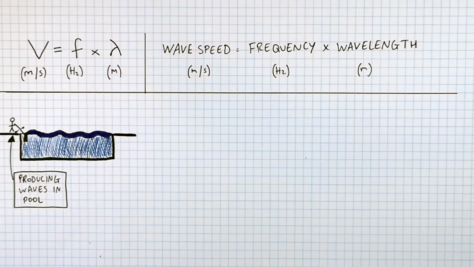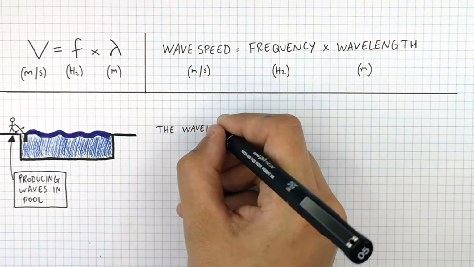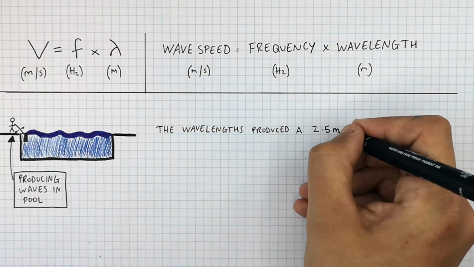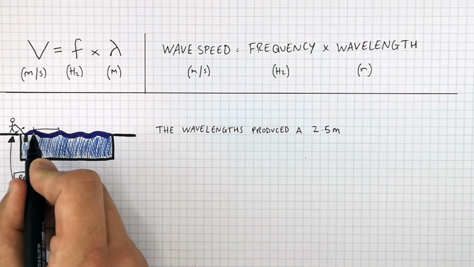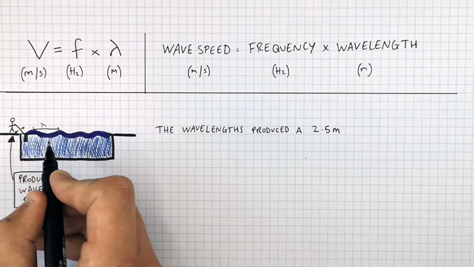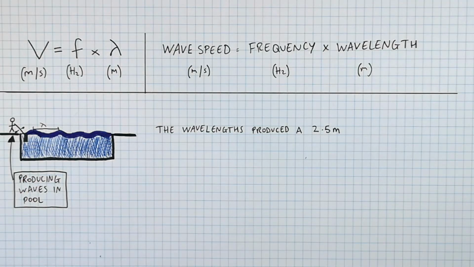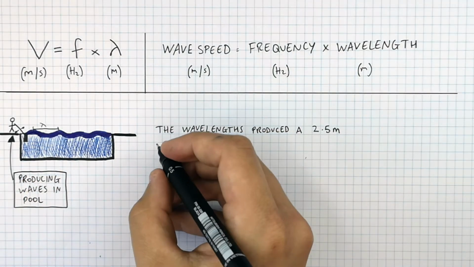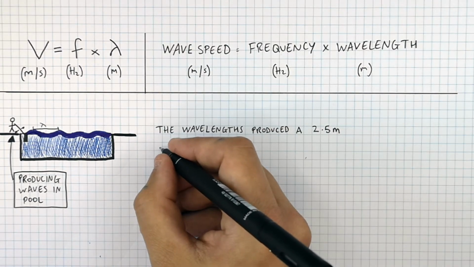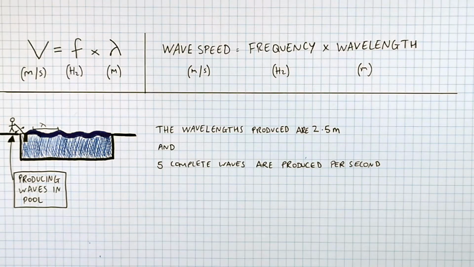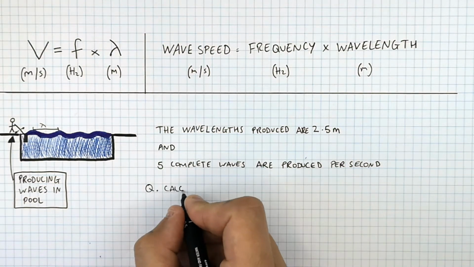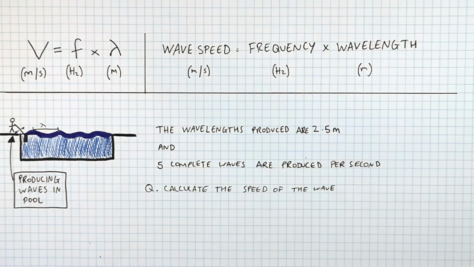So what information do we have about these waves? Well, the wavelengths produced are 2.5 meters, and this is one wavelength. I've shown it here as from one peak of one wave to the next peak of the next wave. And 5 complete waves are produced per second. The question is, calculate the speed of the wave. So using this information, I want to calculate the speed of the wave.